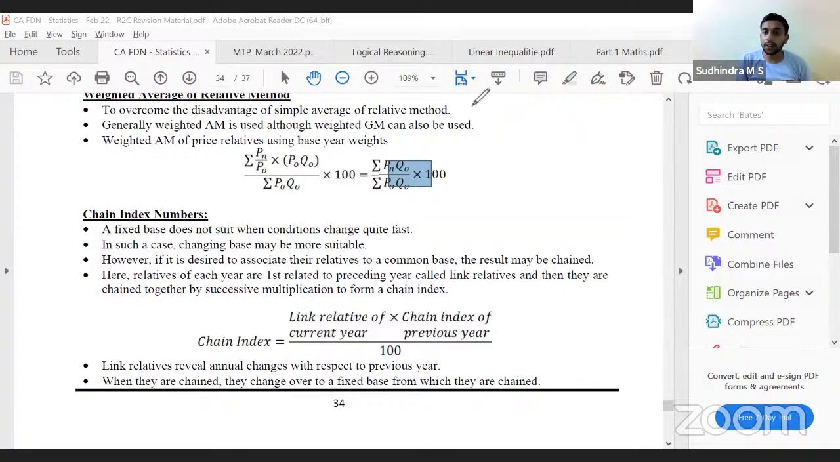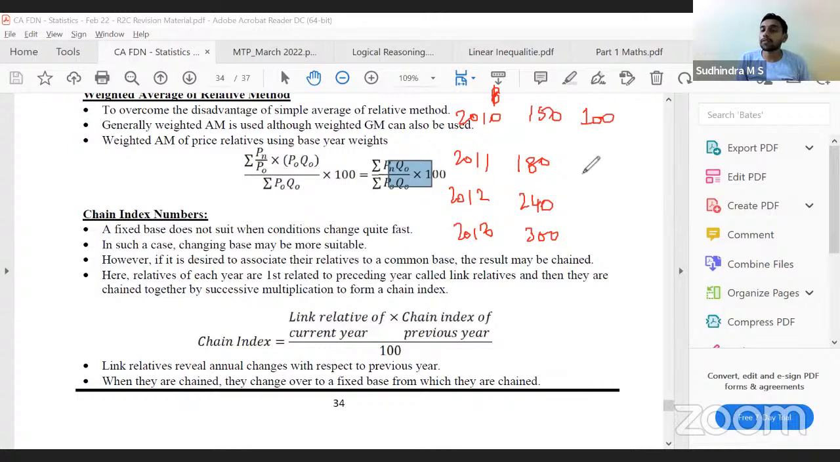So if I have the prices of a commodity for 2010, 2011, 2012 and 2013: first year 150, second year 180, then 240 and 300 are the prices. Now, if we are calculating normally index numbers, how do we go? This is 100. 180 by 150 into 100, we get this, and we get this.